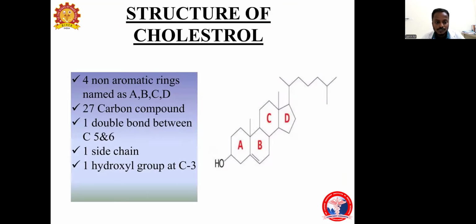This is the cholesterol structure. It has four non-aromatic rings named A, B, C, D, and it is a 27 carbon compound. There is one double bond between carbon 5 and 6, and one hydroxyl group at position carbon 3. So it is a 27 carbon compound with one double bond between carbon 5 and 6 and one hydroxyl group at carbon 3.